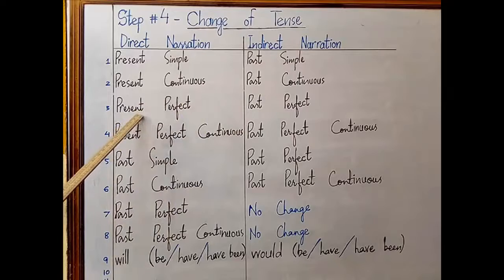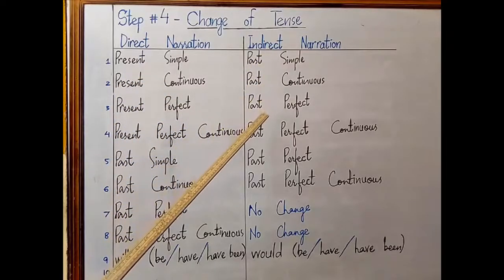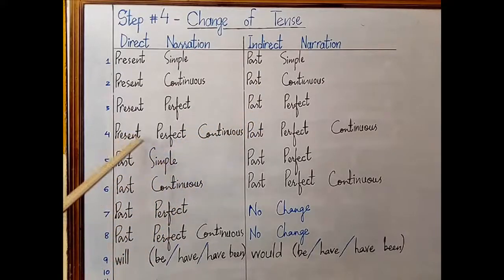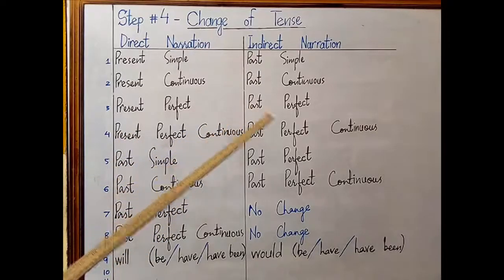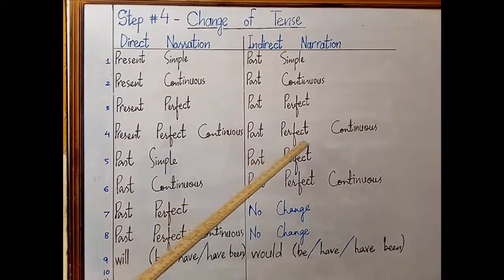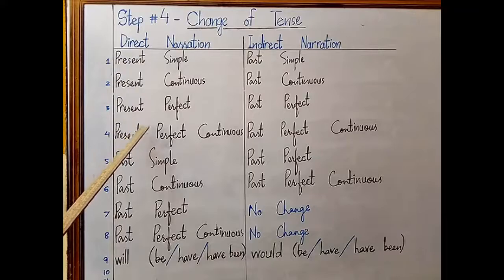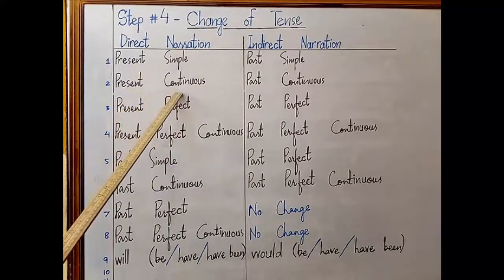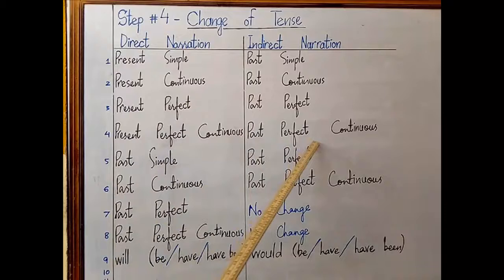If you have present perfect in direct narration, in indirect narration you will change this present perfect into past perfect. Same as if you have present perfect continuous, you will carry it to past perfect continuous. So it's very simple. For the present tenses, present simple goes to past simple, present continuous goes to past continuous, present perfect goes to past perfect, present perfect continuous goes to past perfect continuous.